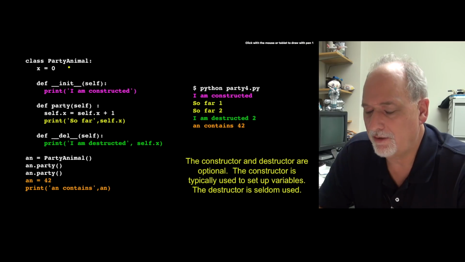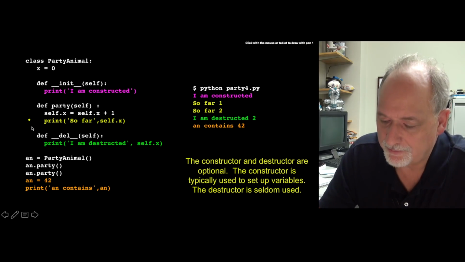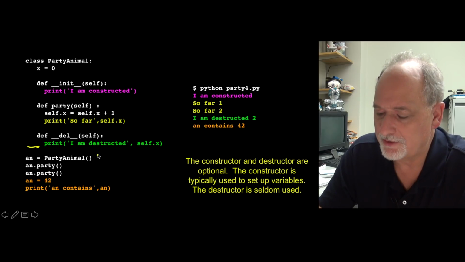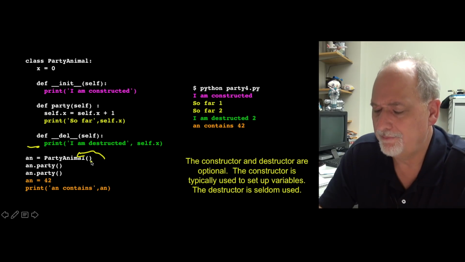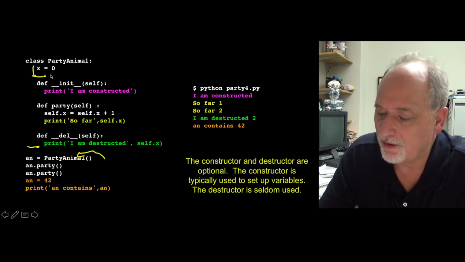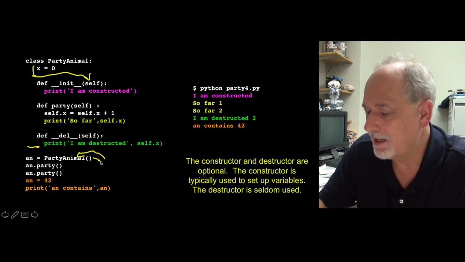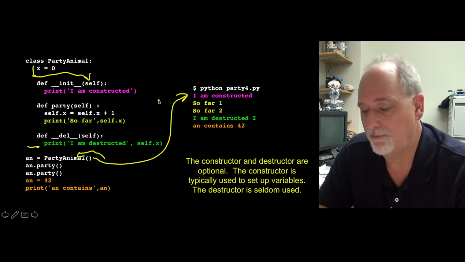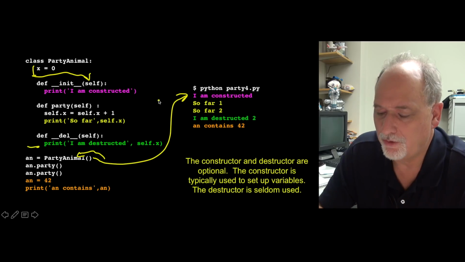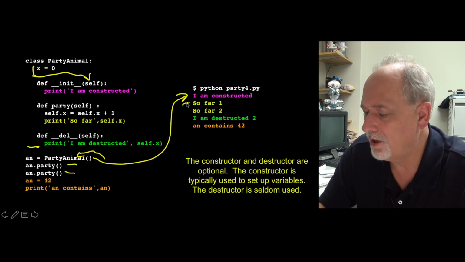So let's go ahead and run this. And so again, this doesn't really do any code up to here. That just defines party animal, but this is the constructing of it. And basically that says, it creates these variables, and then it also runs the constructor. And so in this case, this line right here is causing the "I am constructed" message to come out. Then we do an.party, and that says 1 and 2.